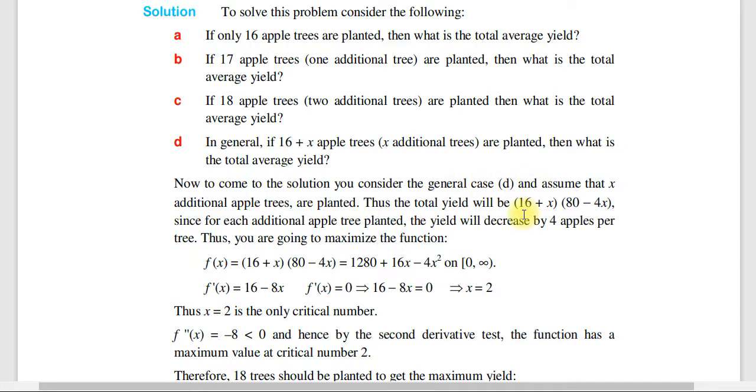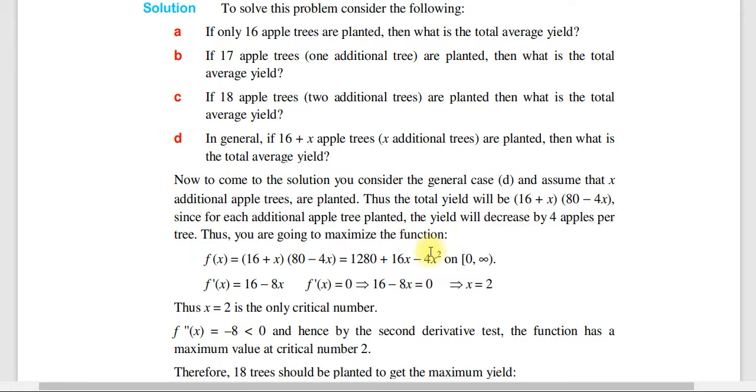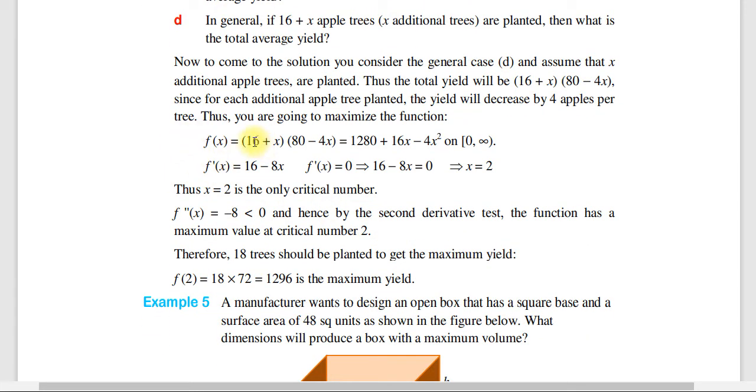Now, with 16 trees we said we get 80 apples each. With 16 plus x trees, when x additional trees are added, the yield decreases by 4x, so it becomes 80 minus 4x. Therefore f of x, which is equal to 16 plus x times 80 minus 4x, which means 1280 plus 16x minus 4x squared, on the interval 0 to infinity.